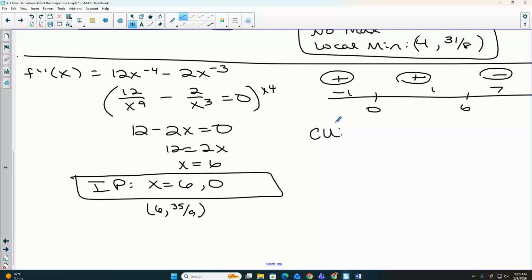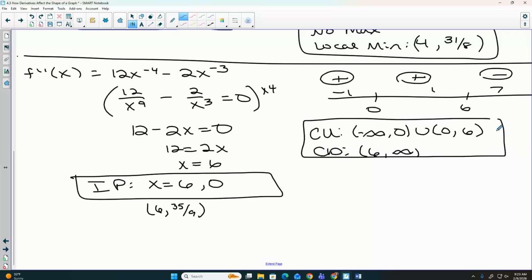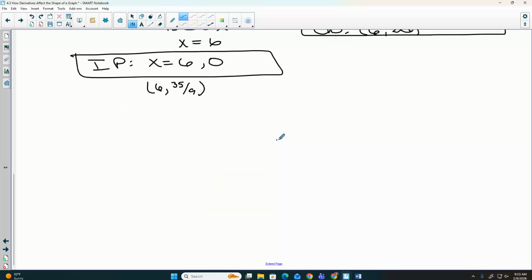Now, I cannot just say it's concave up from negative infinity to 6. Does anyone know why? Because you have a vertical asymptote. Yes, since 0 is an asymptote, we do need to break it up: from negative infinity to 0, and 0 to 6. Concave down after 6. All right, that's all the stuff. Now we have to put it into a graph.